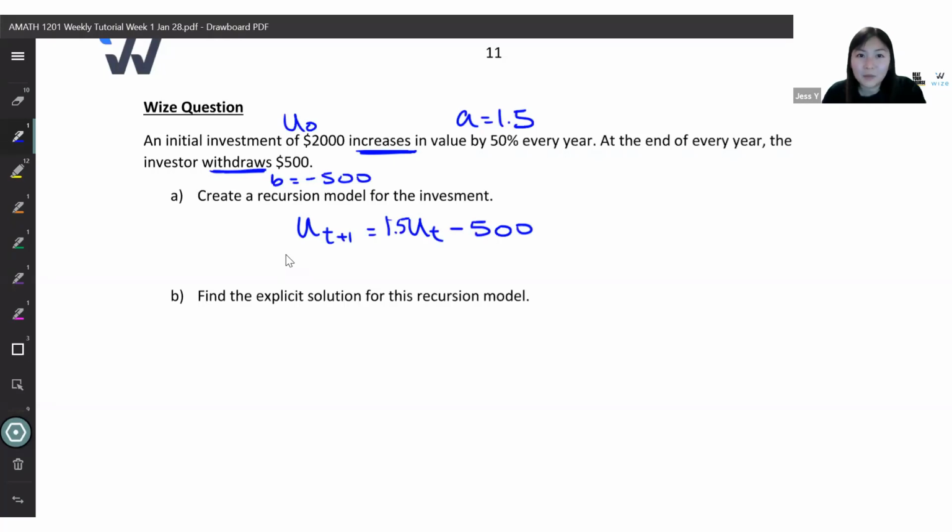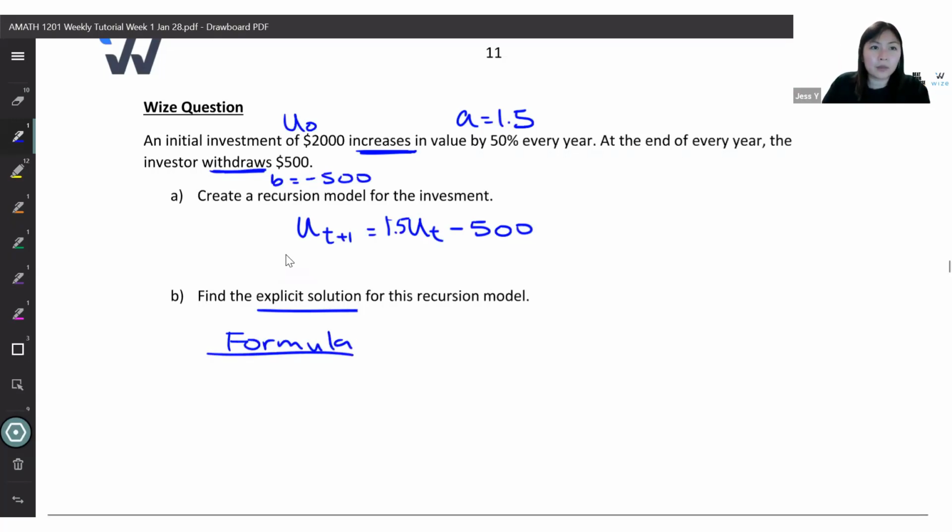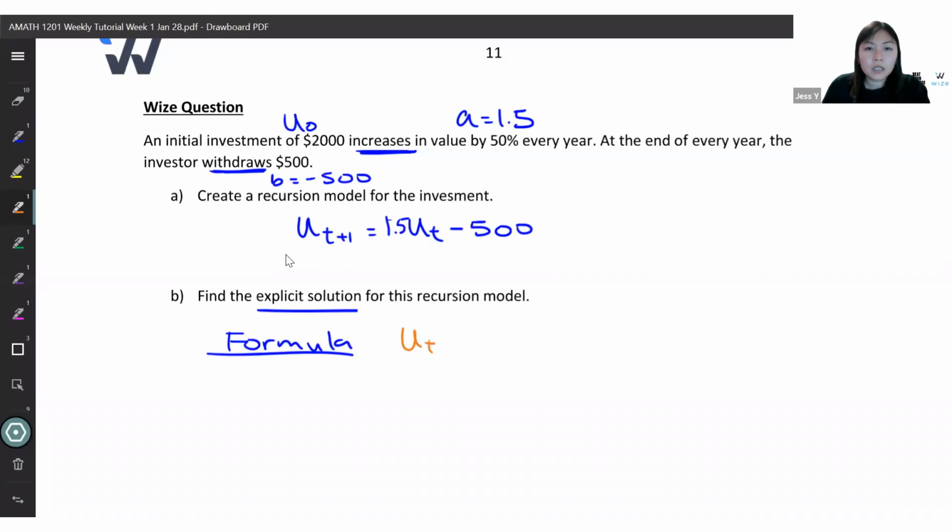It's useless because if you wanted to find how much money there's going to be in year 10, you've got to find how much there is in year 9, how much is there in year 8, and so on. So instead, we want to come up with the explicit solution. So it's formula time again. So let's put that in our formula. And sorry, guys, I'm going to zip through this a little bit in terms of the algebra. So U sub t equals U sub 0 minus b over 1 minus a, to the t, plus b over 1 minus a.